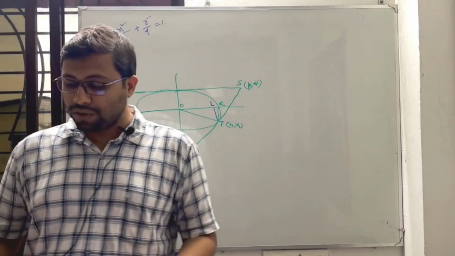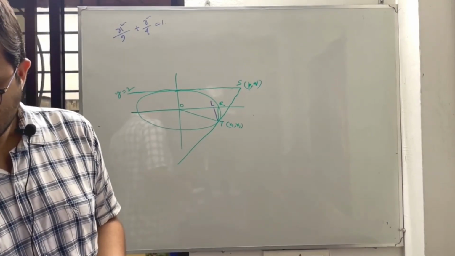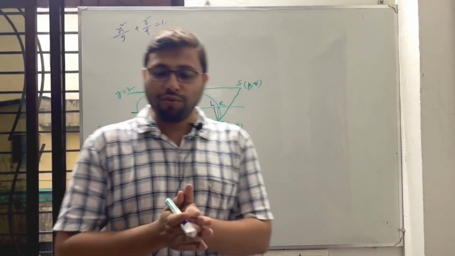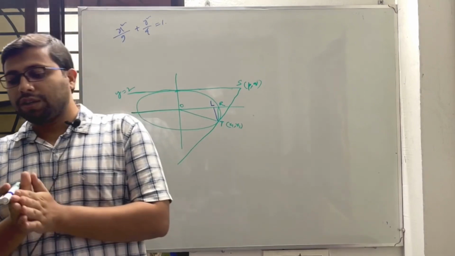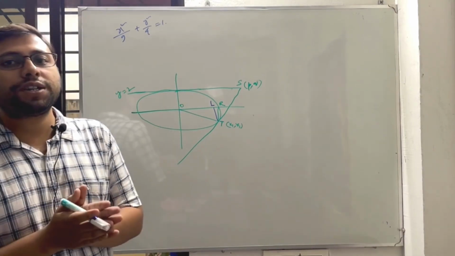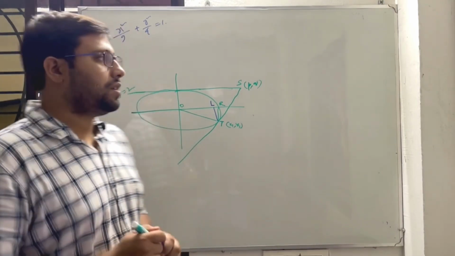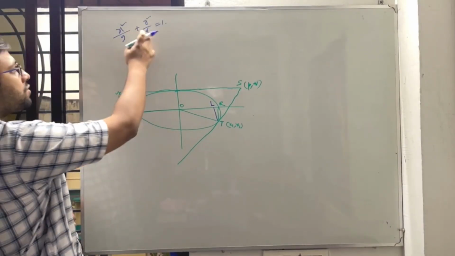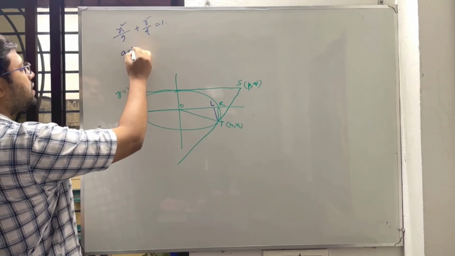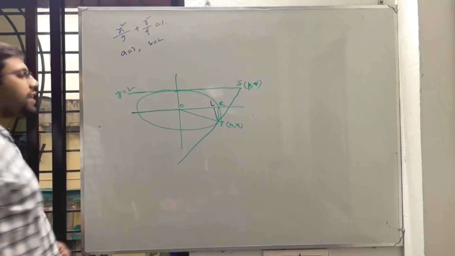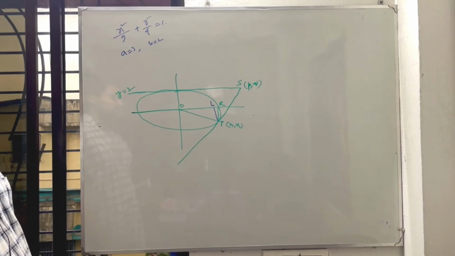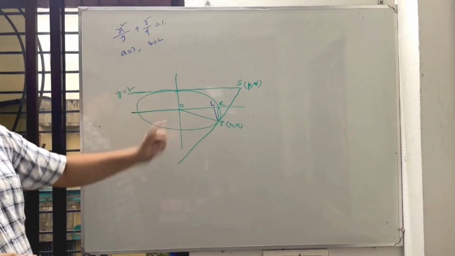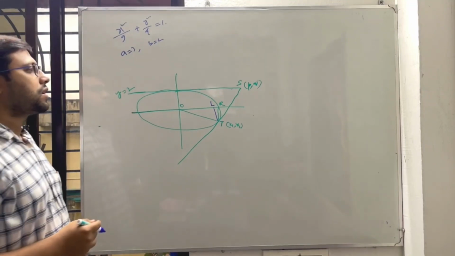Okay, so students, to solve this problem, we have to first remember some basic properties of ellipse. The ellipse given is of the form x square by 9 plus y square by 4. Here a is 3 and b is 2, and a square is greater than b square. So its major axis will be x axis and its minor axis will be y axis.